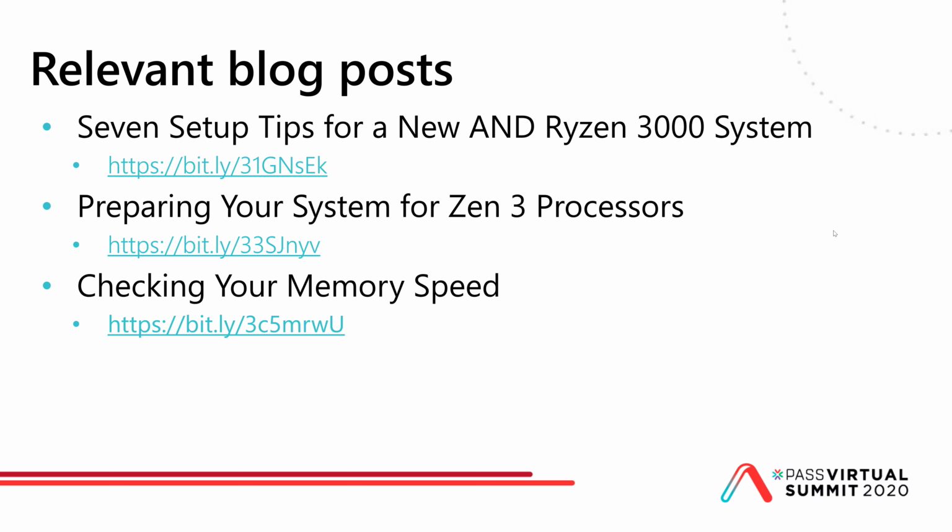And then I've got some relevant blog posts here that talk about this in more detail. I've got 7 setup tips for a new AMD Ryzen 3000 system, and then preparing your system for Zen 3 processors, the things you need to do to make sure it's going to work with a Ryzen 5000 processor, and then checking your memory speed to make sure that you're running at XMP speeds for your processor and memory. And that's really important for performance.